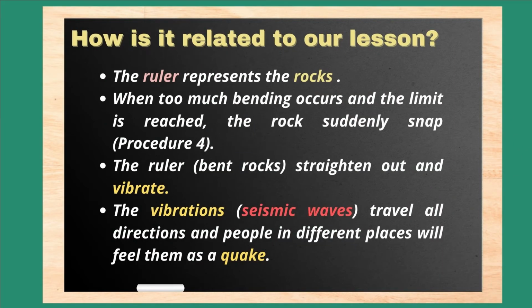Anong kinalaman ng activity sa ating aralin? Ang ruler ay kumakatawan sa mga bato o tectonic plates. Kapag labis na ang puwersang tumutulak sa mga ito, gagalaw ang mga ito na nagre-resulta sa malakas na pagyanig, na dala ng seismic waves ng lindol.